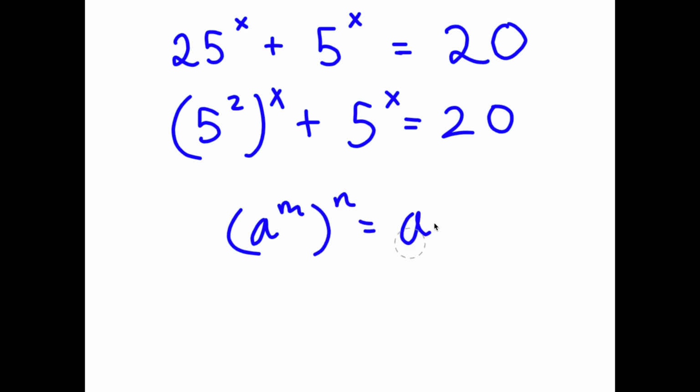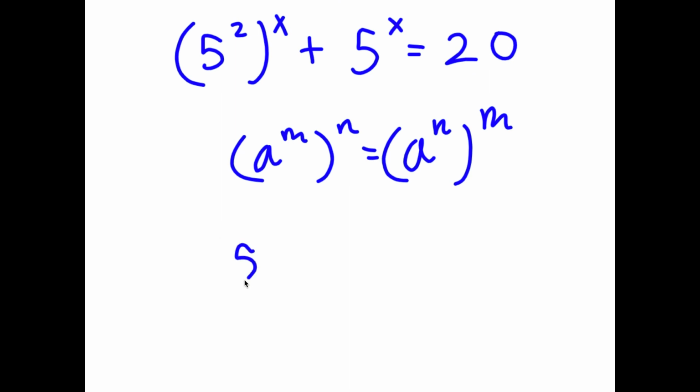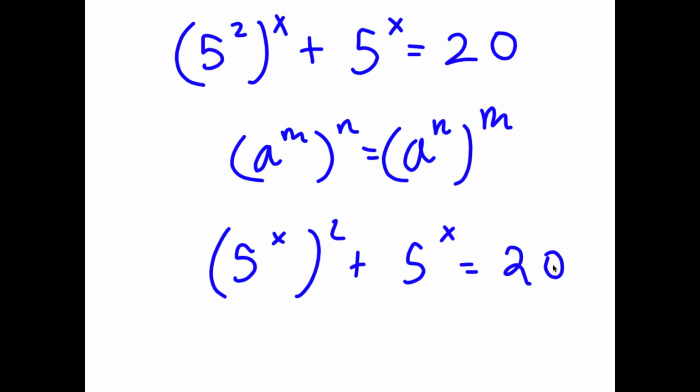Now, if I have something in the form a to the power of m to the power of n, this is the same thing as a to the power of n to the power of m. So I'm going to rewrite 5 to the power of 2 to the power of x as 5 to the power of x to the power of 2. So I have that plus 5 to the power of x is equal to 20.